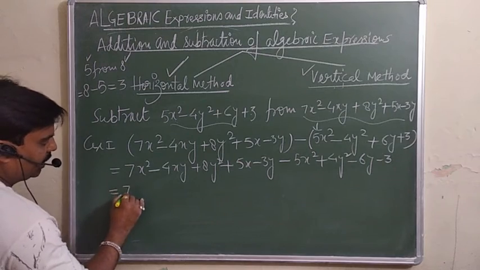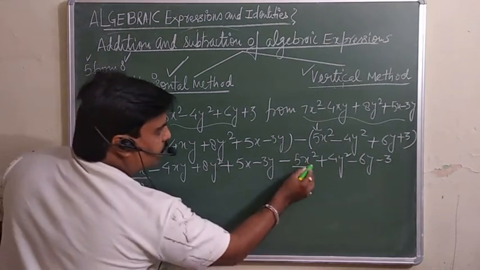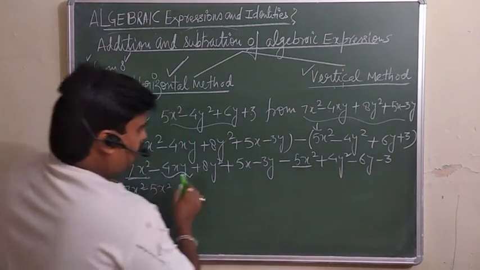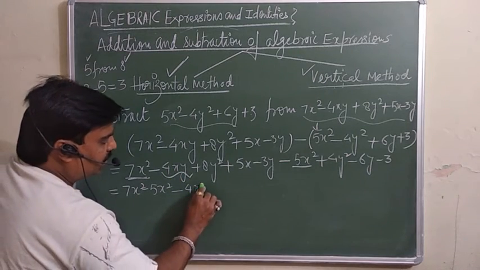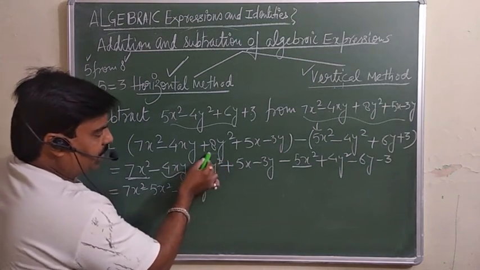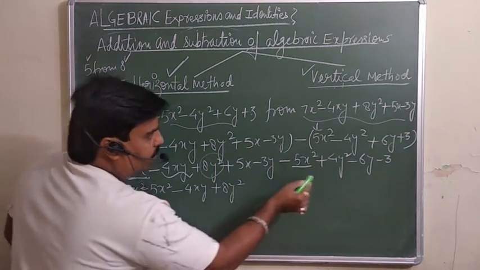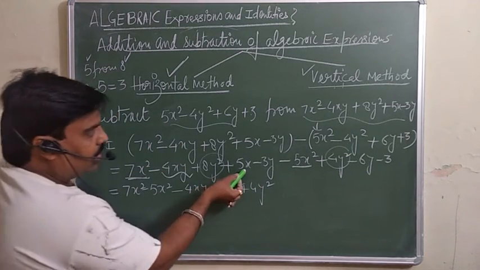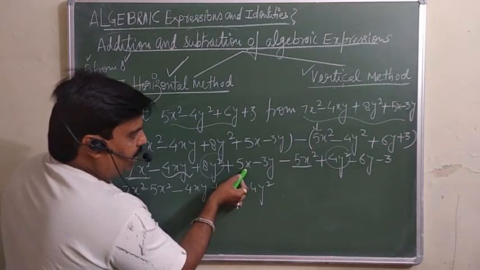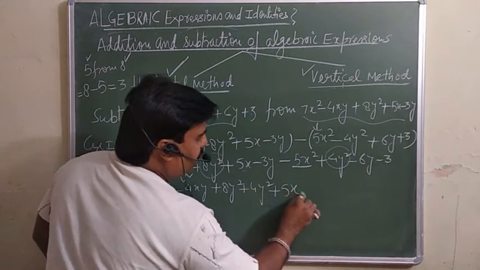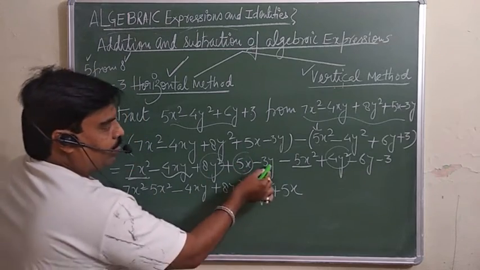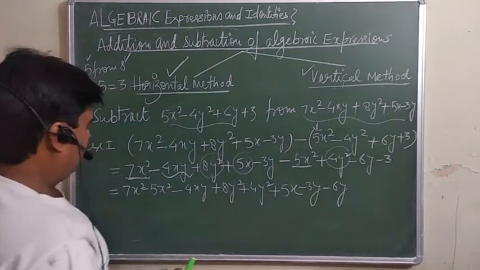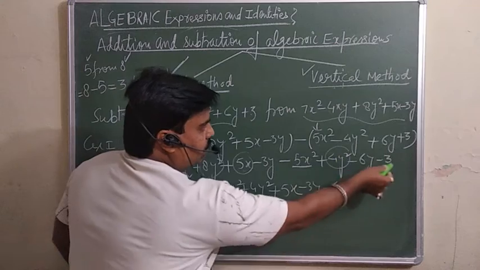If you want, you can write in one line: 7x square and this is minus 5x square, along with the sign. This is minus 4xy, a single term, so you must keep it as it is. Now the y square terms: this is 8y square, and another is plus 4y square. Now think about the x terms. This is plus 5x, it will remain as it is, and this is separate, minus 3y, then minus 6y, and that minus 3 will remain as it is.